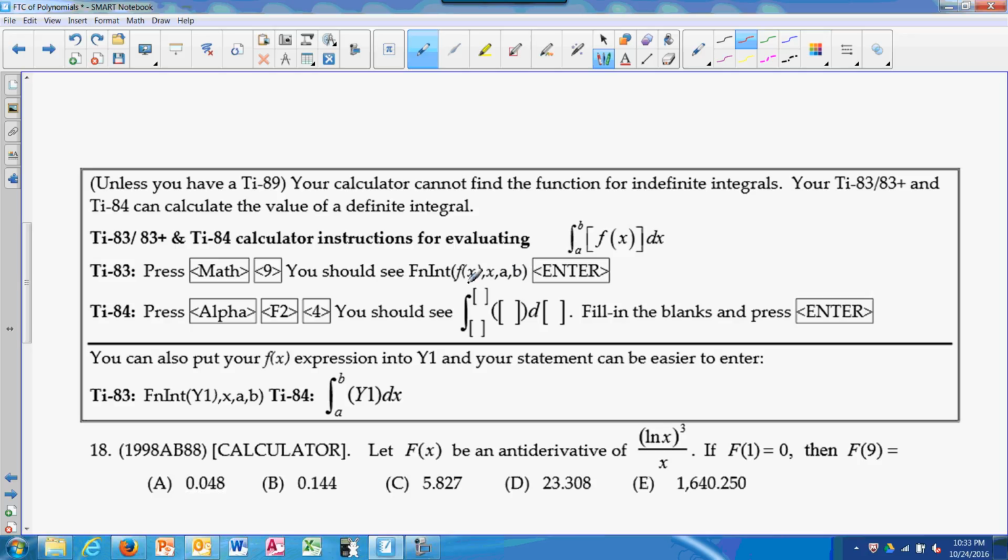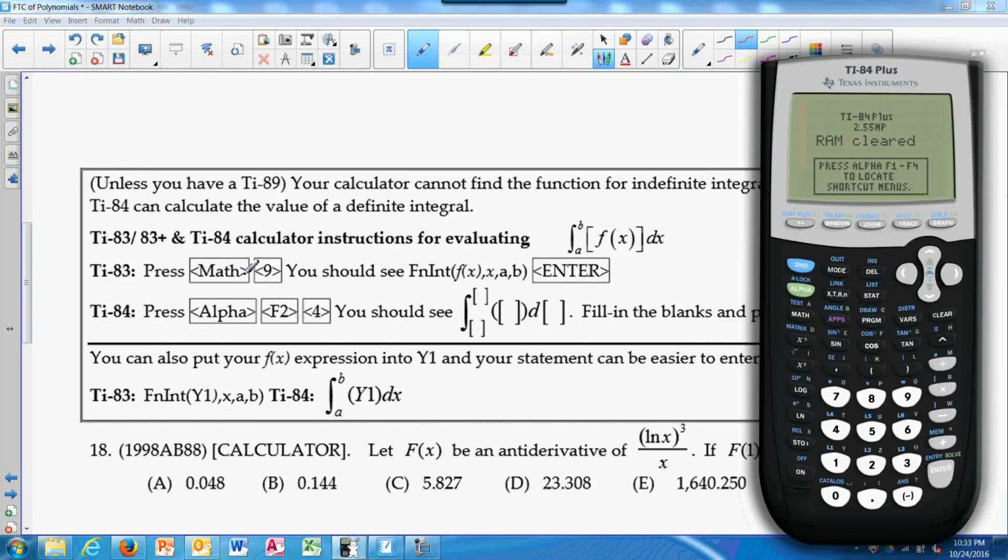Okay. Now, I put some notation here so that you'd be able to use your calculator. Just as a reminder of how you'll get to them. So on the TI-83, if you have the older calculator, you'll use the math button and number 9. You won't get this nice integral notation though. So you're going to have to enter it differently.